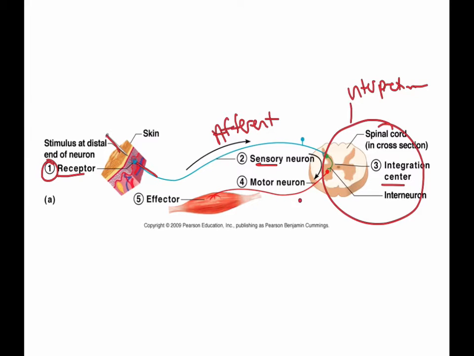After interpretation, it goes along a motor neuron, which is really our efferent pathway, to our effector organ, or the one that's going to move. Usually this is going to be a muscle or a gland or something like that. So that's our reflex arc.